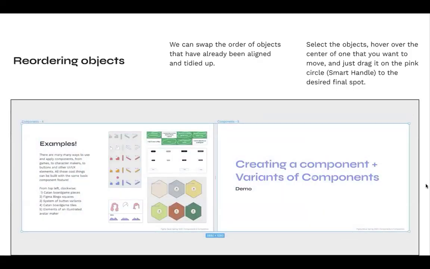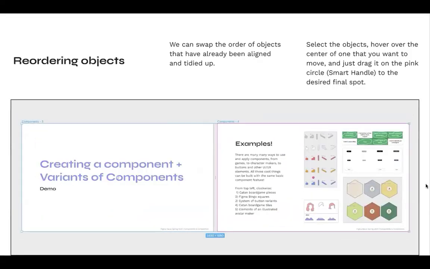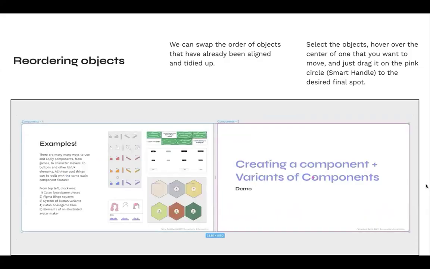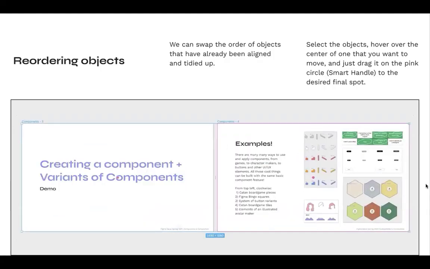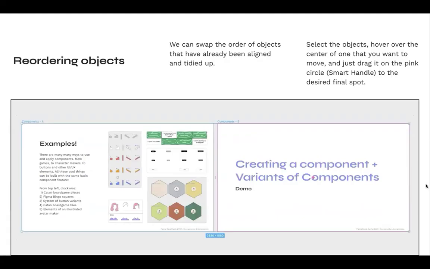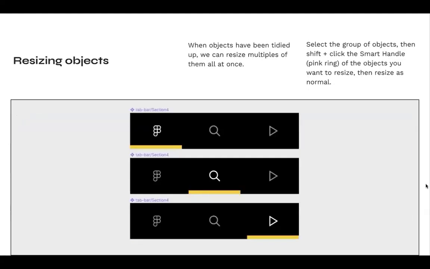And then reordering objects, you can swap the order of objects that have already been aligned and tidied up. You select the objects, hover over the center one that you want to move, and just drag it on the pink circle to the desired final spot. So this is also possible with auto layout, but we'll talk about auto layout later.